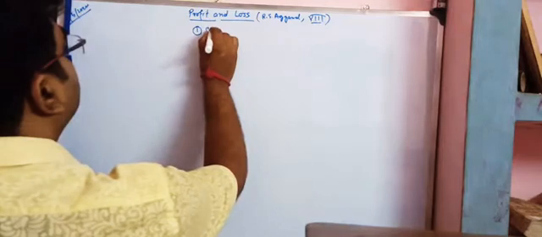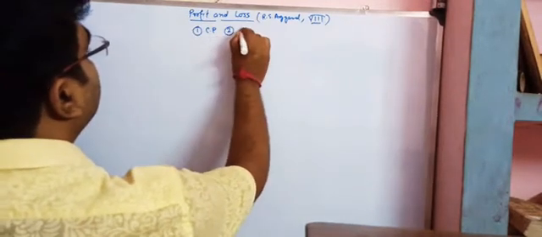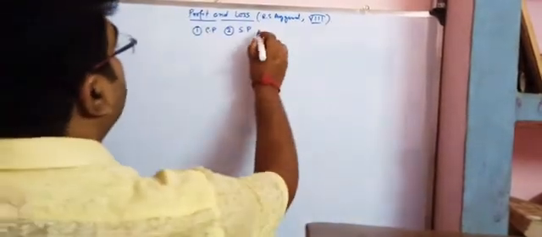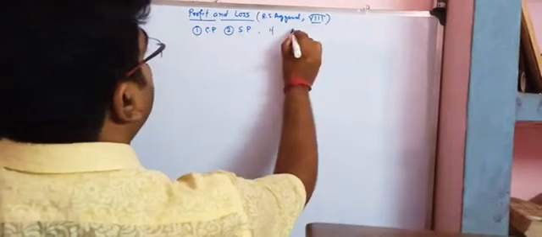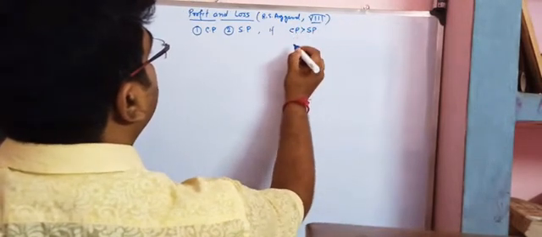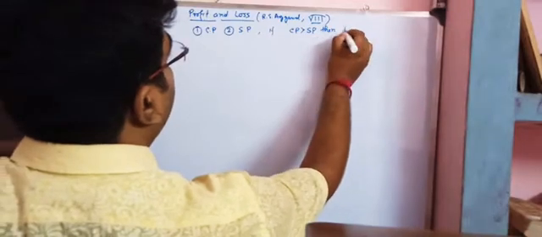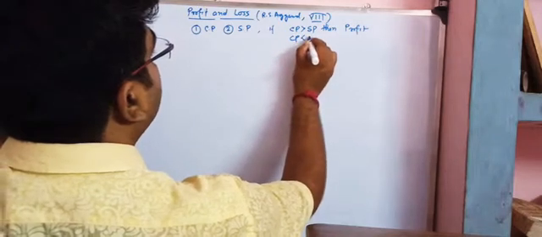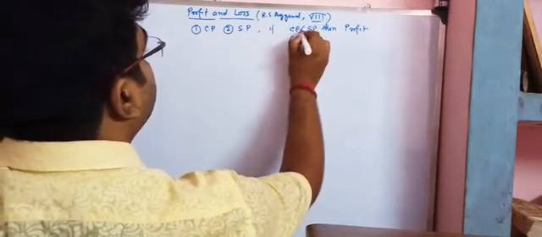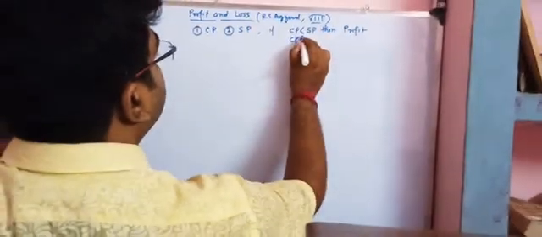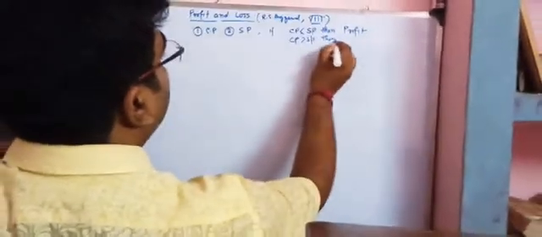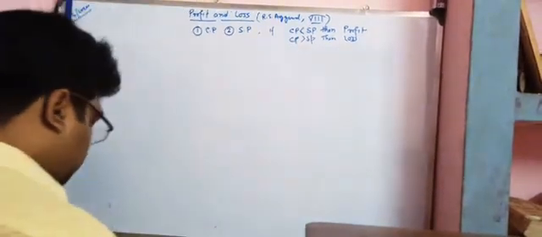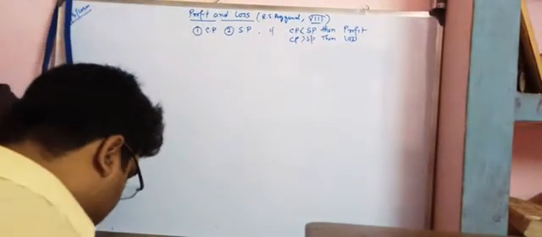The first thing is cost price. Second is sale price. Now if cost price is less than sale price, then profit. If cost price is greater than sale price, then loss. Okay. So this is the main concept.